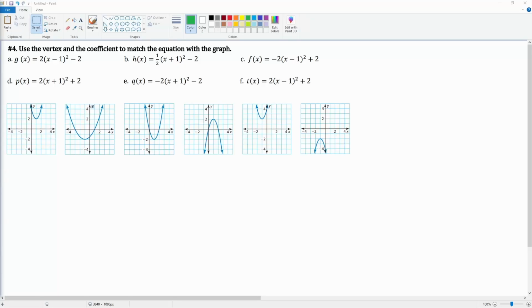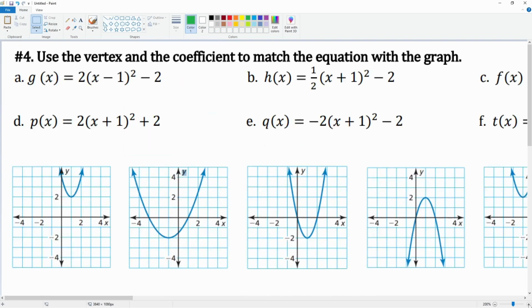Number 4, you're going to use the vertex and the coefficient to match the equation with the graph. All right, so let's get the vertex here. Please watch the previous video, question 3, if you need help with the vertex. So we can say that h is equal to 1, k is equal to -2. So the vertex is the point 1 comma -2.